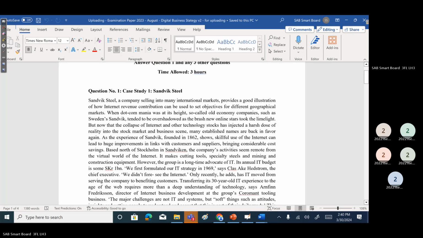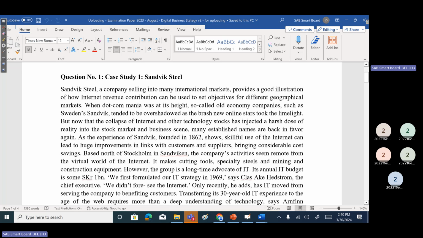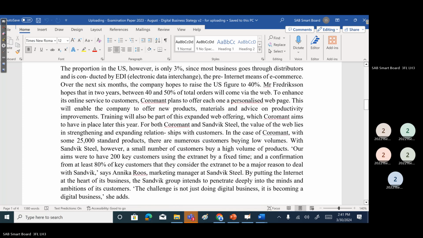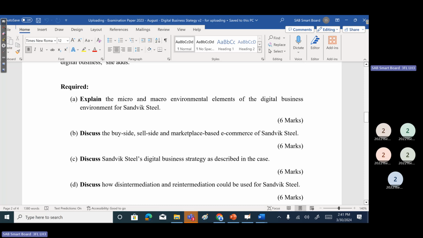And you can see, Sandwich Steel was one of the case studies I discussed in the class. You can remember. So you can see the same case study or similar case studies, who knows. The case study given is around 1.5 pages, not more than that. Maximum 2 pages. So what are the questions it asks?